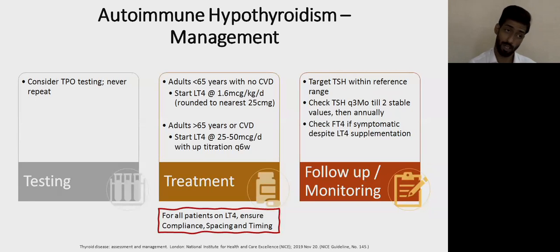Timing, it has to be taken on an empty stomach, preferably in the morning. Third thing is spacing, 45 minutes to 60 minutes of gap between any other meal that is going in, for adequate absorption of the drug.